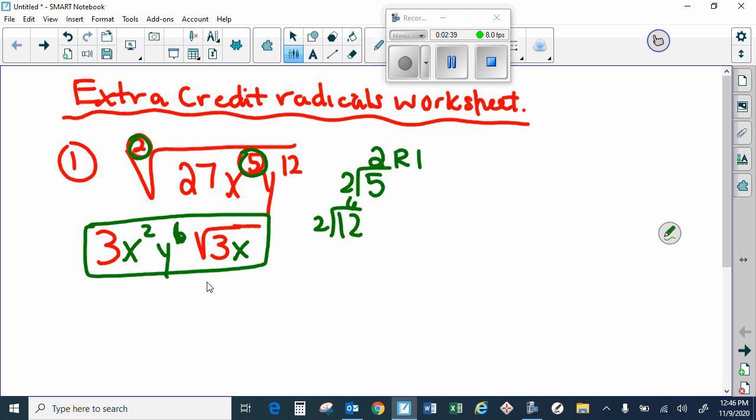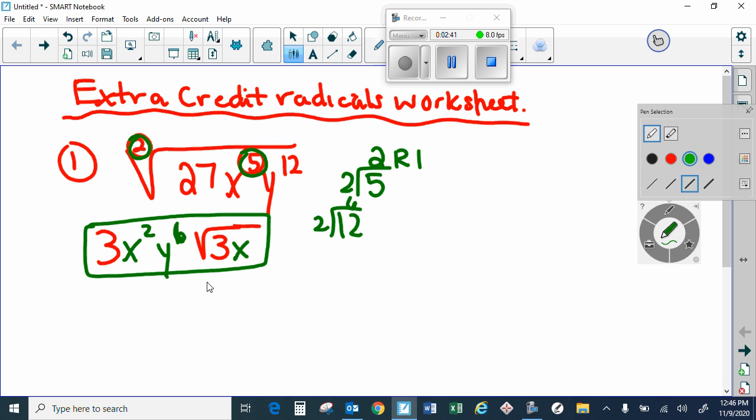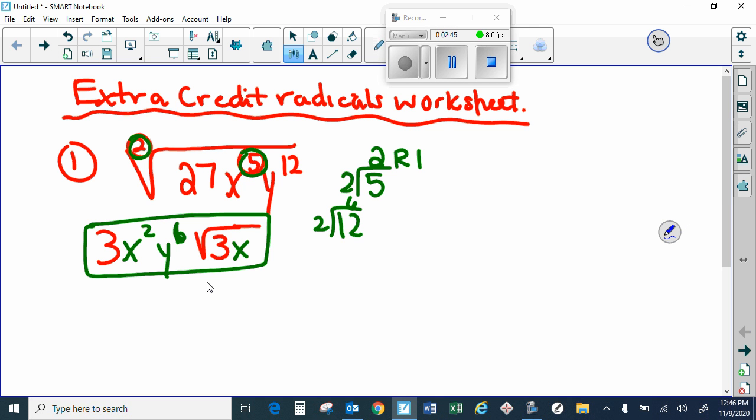To go along with that, let's say we have a radical with a variable in the denominator. So let's say I have square root of 24 over x to the 5th. Well, x to the 5th is not a perfect square because I'm dividing by 2, right? That's 2 remainder of 1, isn't it? I can't have any remainders.